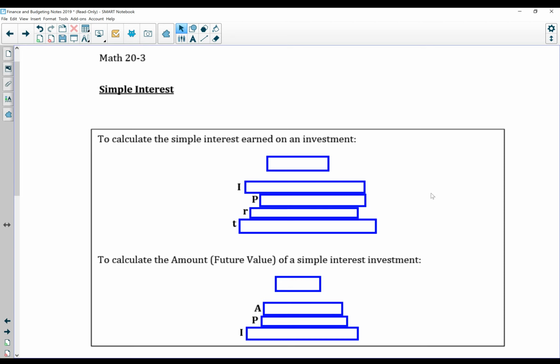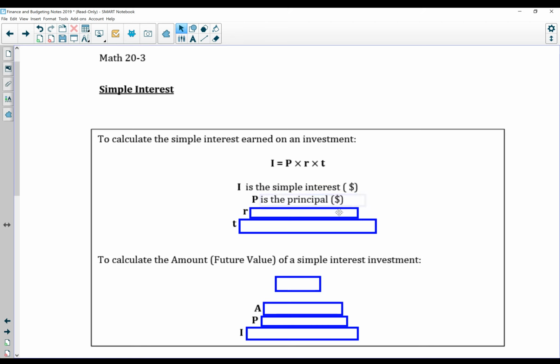Okay, so here is a formula for simple interest. If we want to calculate the simple interest earned on an investment, the formula is I equals P times R times T. So what do all of those things mean? Well, I is the simple interest. That's the amount of interest calculated. So if the question says find the amount of interest on this, then you use this formula to find I. It's in dollars.